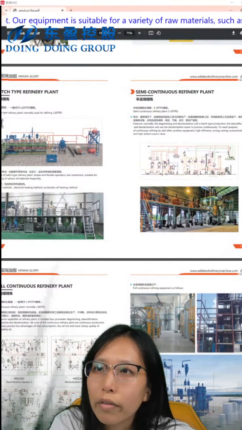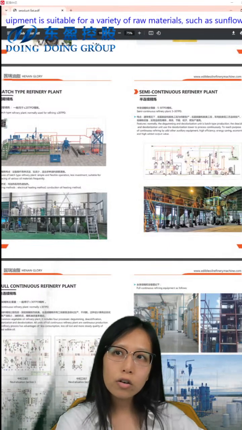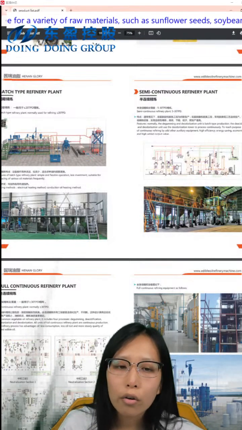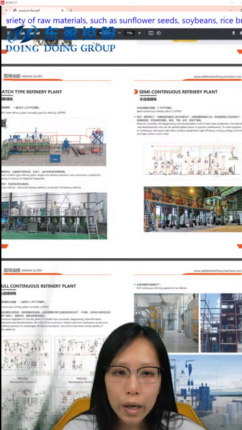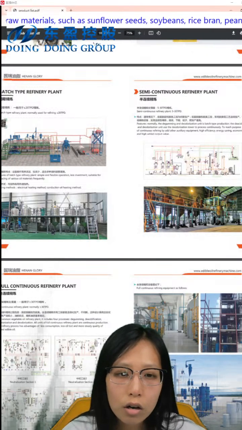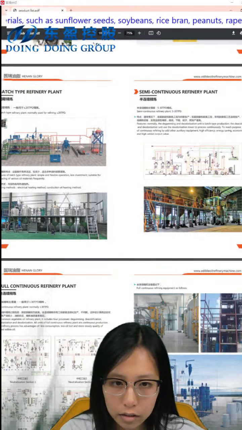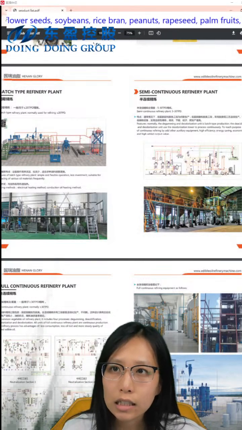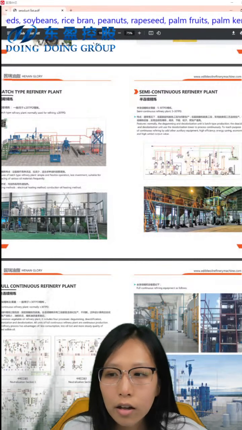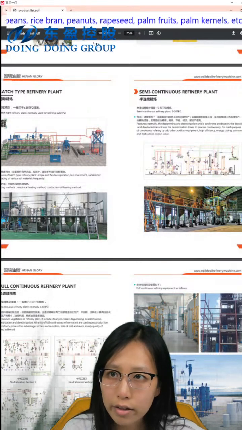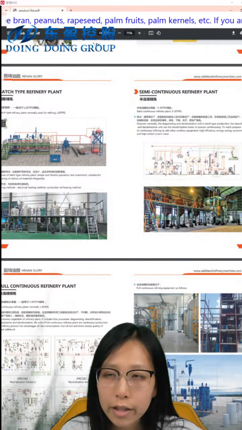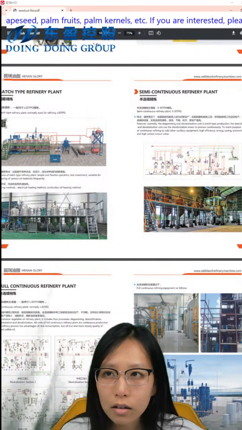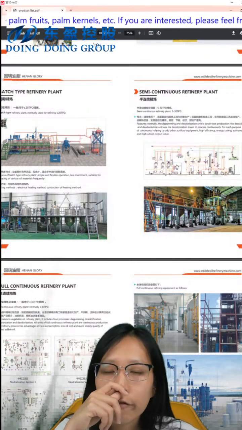In other words, if you refine by the semi-continuous refining production, the oil you get is very high quality. This is the first benefit. The second is that it saves energy. And the third, you can get other high value products.